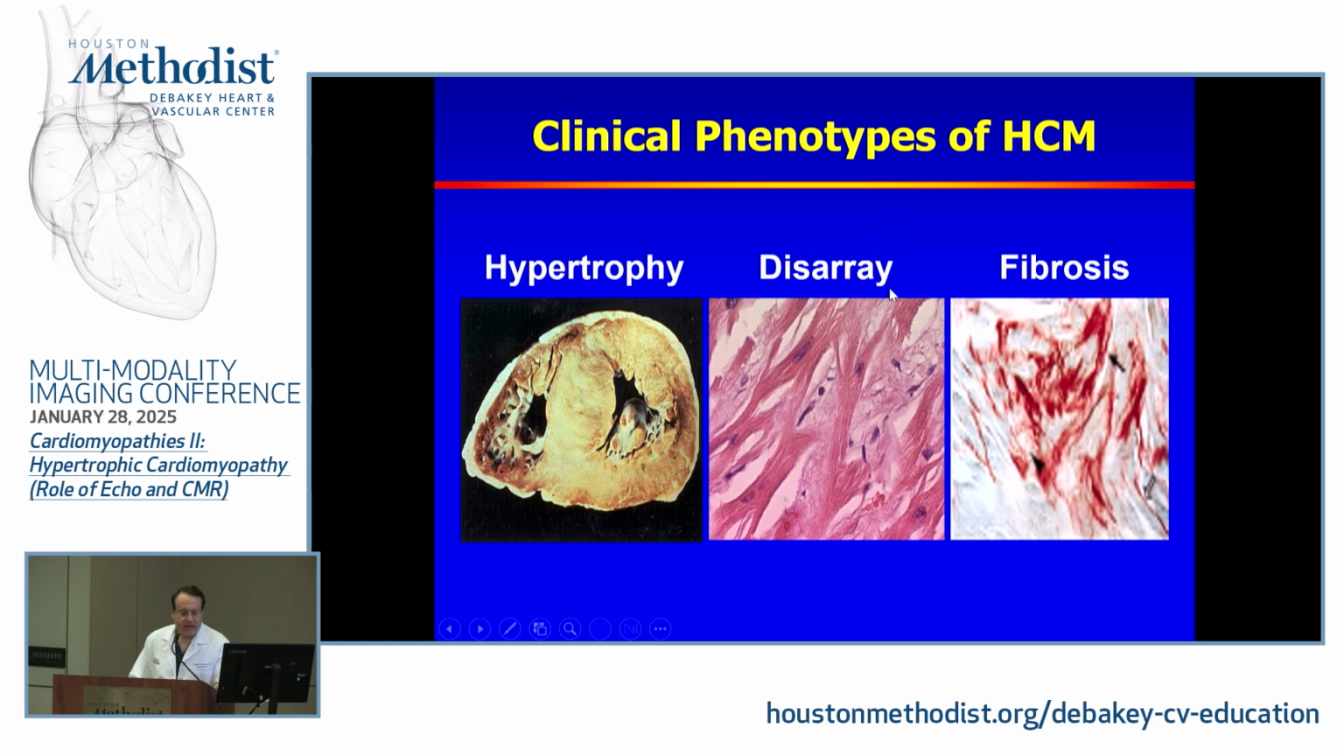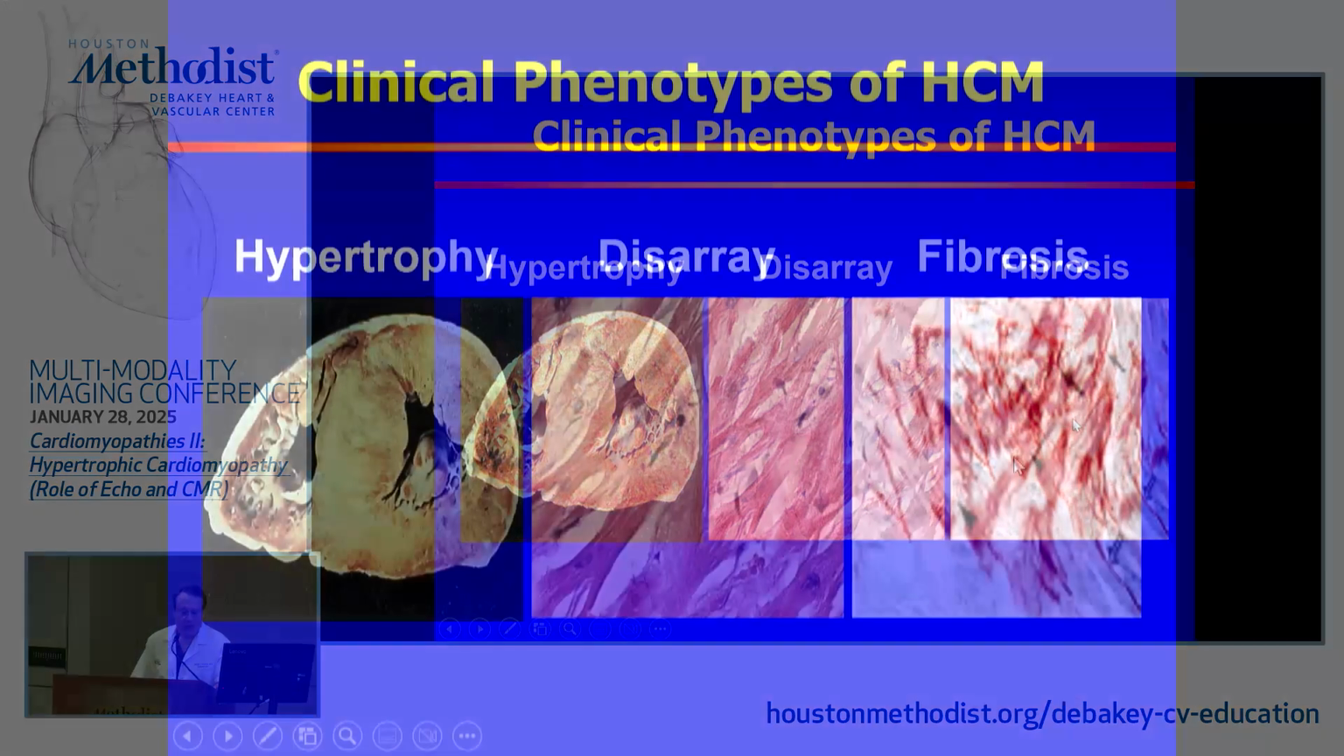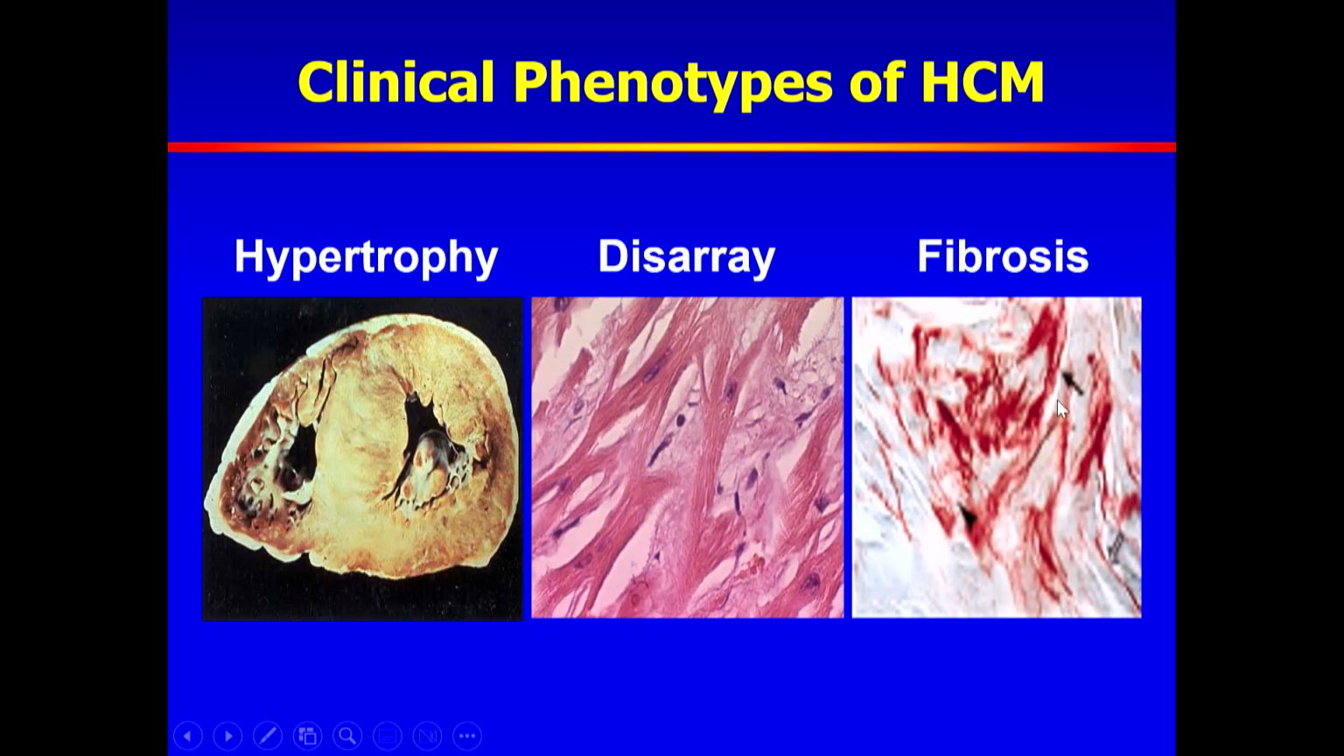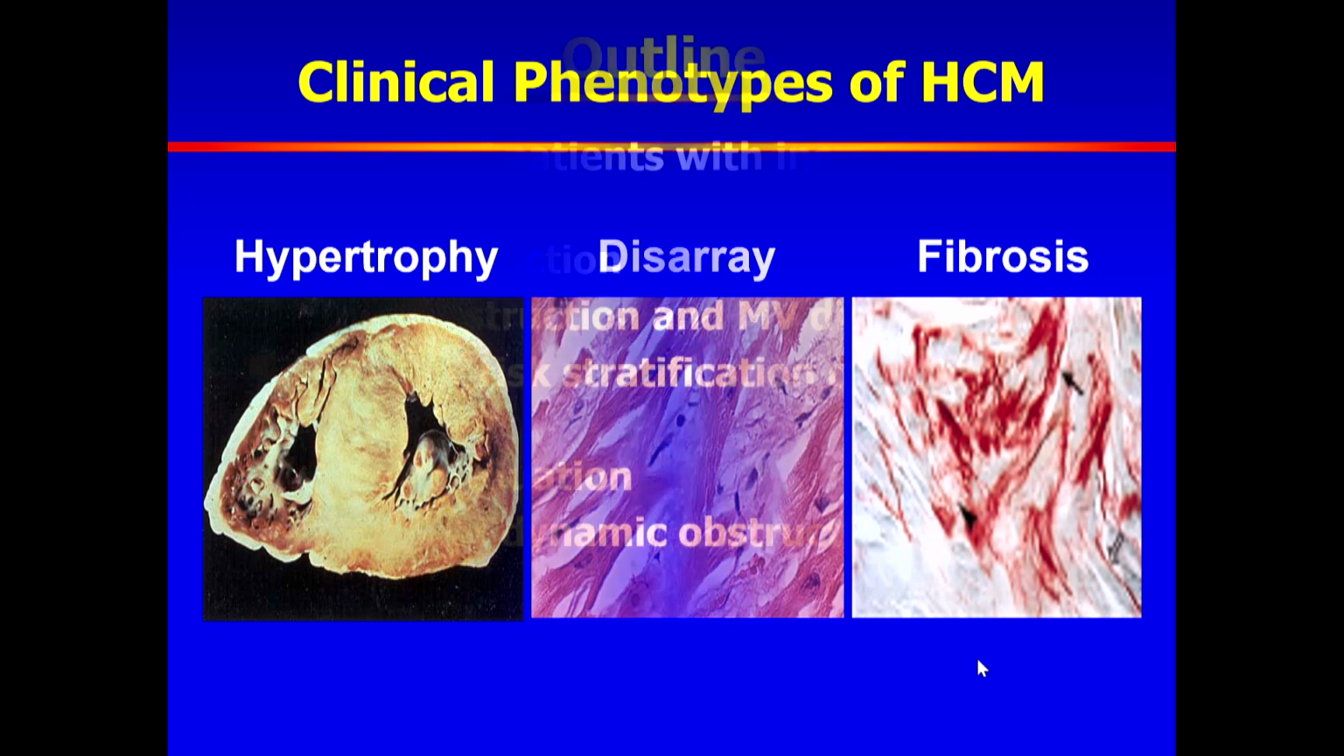The presence of fibrosis, and fibrosis could be interstitial fibrosis in between muscle bundles as well as surrounding muscle fibers, but could also be islands of replacement fibrosis for myocytes that have been lost. And then the presence of myofiber and myofibrillar disarray. We do a good job, as you will see, with imaging in looking at hypertrophy and fibrosis, and there is promising work with CMR to look at disarray.